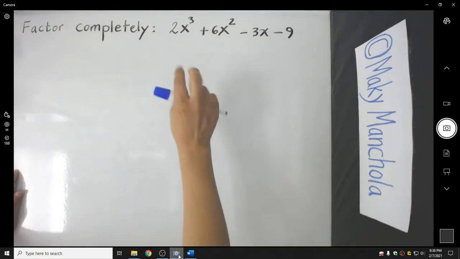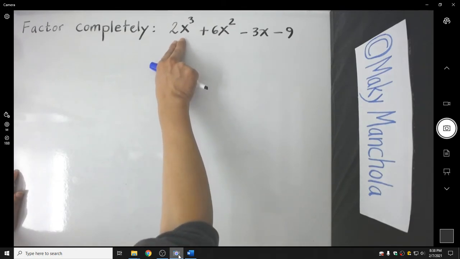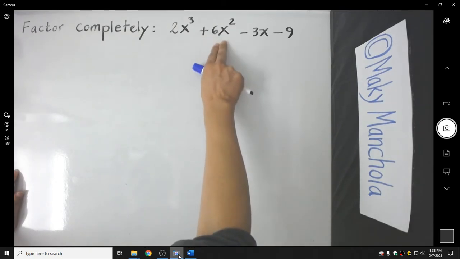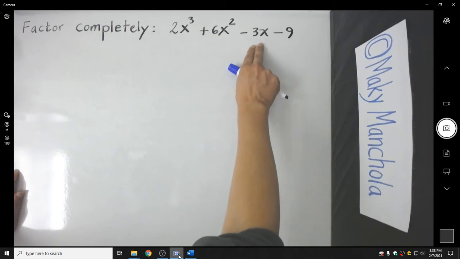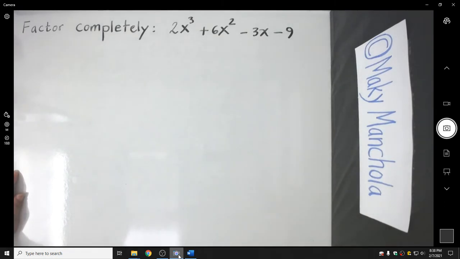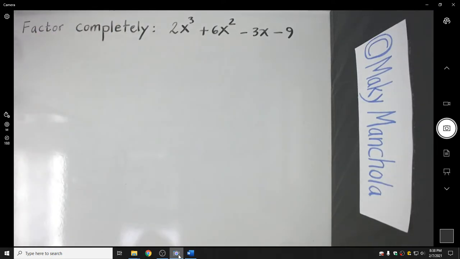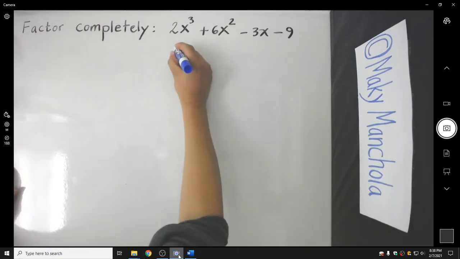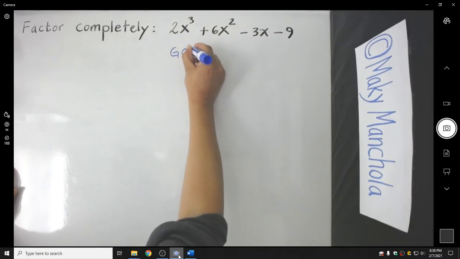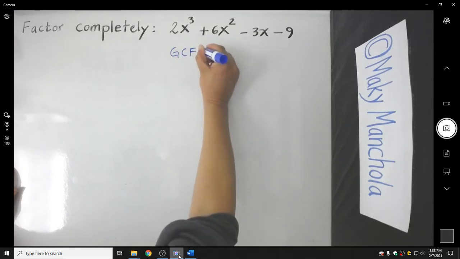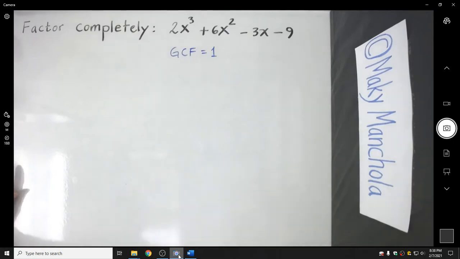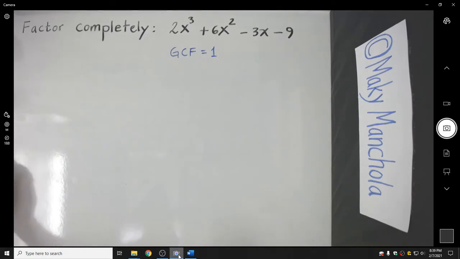Now, what is the greatest common factor between these four terms? 2x cubed, 6x squared, minus 3x, minus 9. Well, the greatest common factor here is just 1. So we don't get a factorization of the greatest common factor here. So we wonder, could this be a prime polynomial?